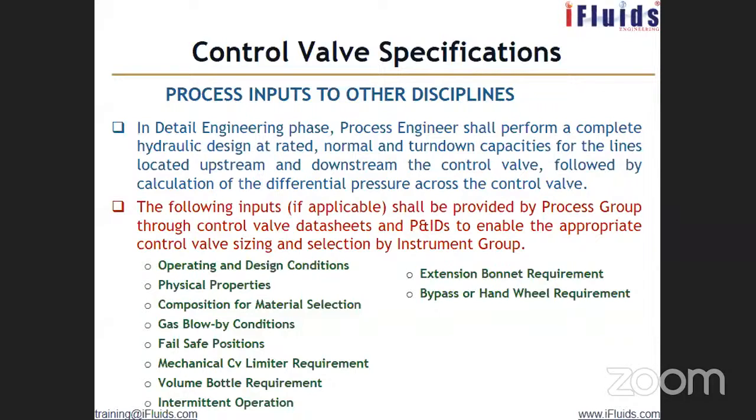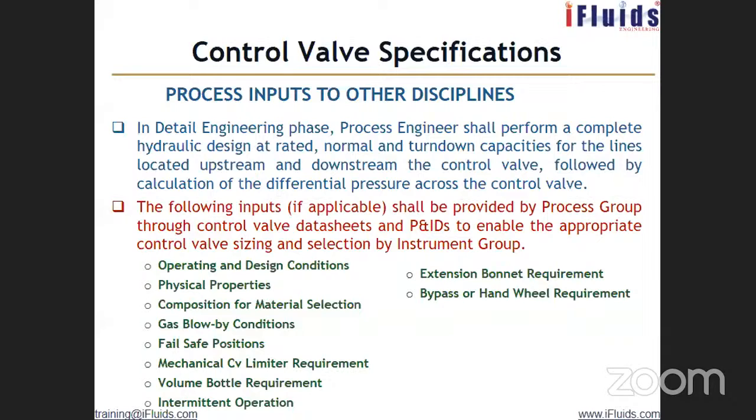So the data we give to the instrumentation department is operating and design conditions like pressure and temperature, physical properties of the fluid flowing through the valve, and composition for material selection. Whether hydrogen sulfide is there, then you have to go for a specific material. Gas blow by, this is a process condition. Suppose you have a level control valve, it happens in level control. When the vessel is fully drained, there may be gas escaping through the level control valve. This is called gas blow by.